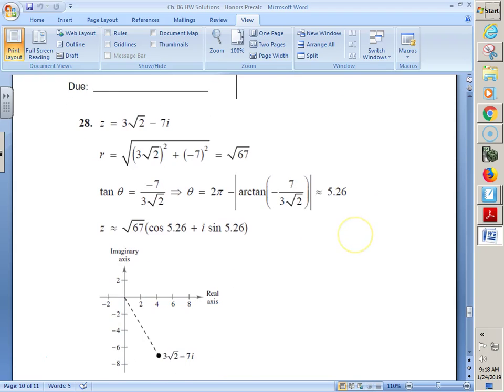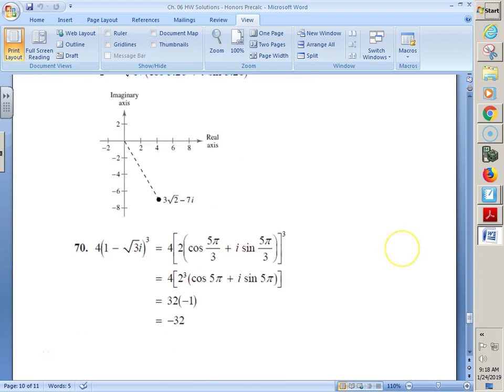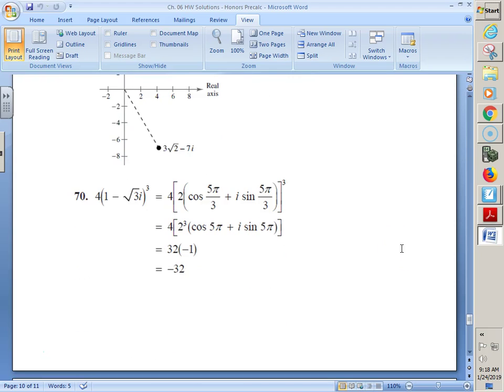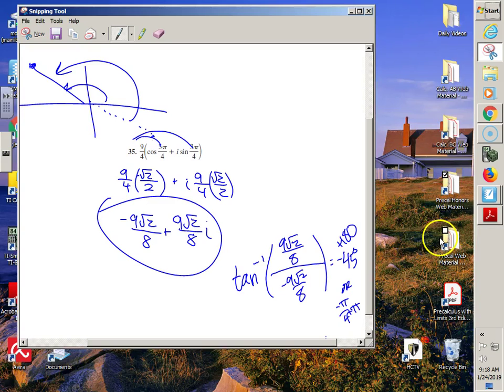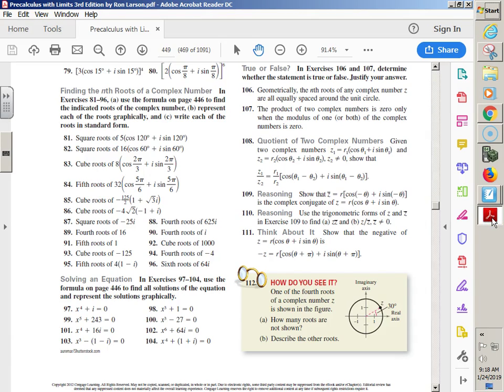You guys also had even number 28. Anyone watching the video grading, just pause it because I'm not going to stay on this for long. And then you had number 70. Final answer is negative 32. Pause if you need to look at it longer. But you guys also had these weird fractional ones from notes yesterday. So I'm going to pull up an example of that, which is number 83.